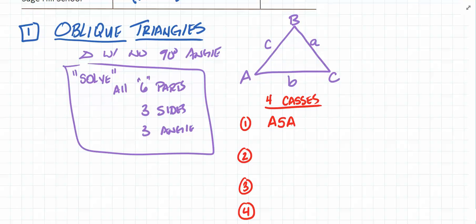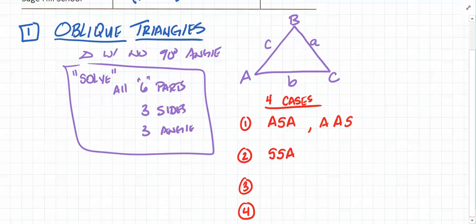What did I do wrong here? Oh, sorry. Cases. 4 cases. Sorry, I put an extra S in there. There we go. 4 cases. So follow along. I got angle, side, angle. I could also have angle, angle, side. That's okay. Now, I could also be given this one, side, side, angle.